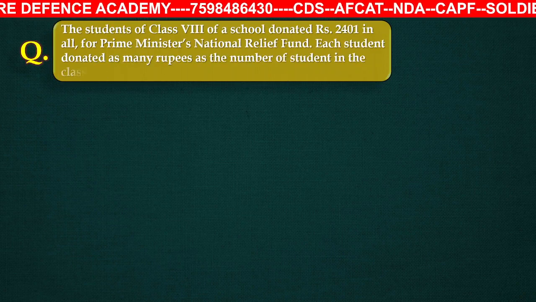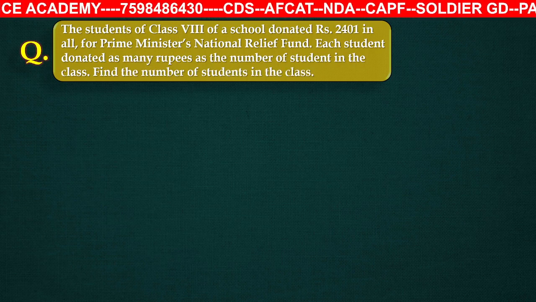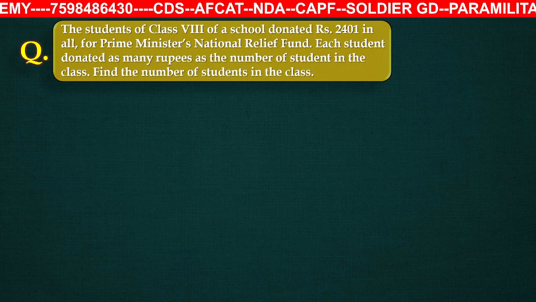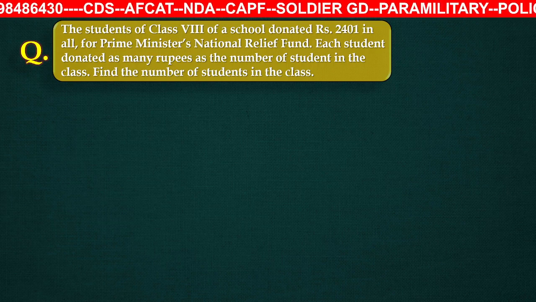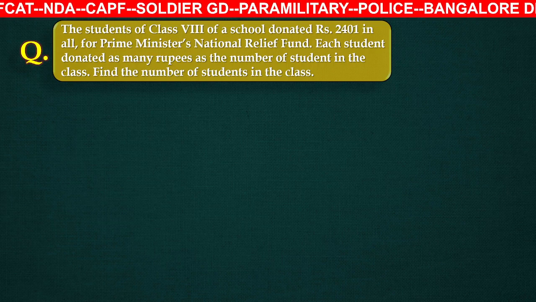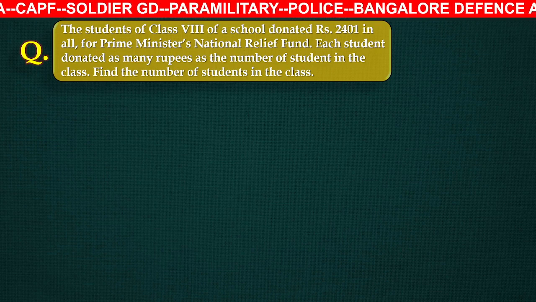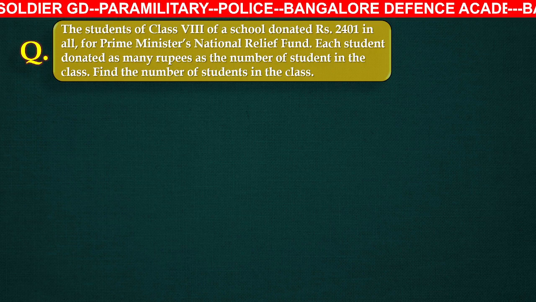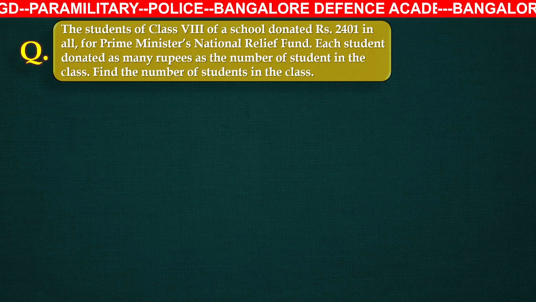We have seen some fundamentals of squares and square roots till the last classes, and now let us try to solve some word problems. So the question here is, the students of class 8 of a school donated rupees 2401 in total for the Prime Minister's National Relief Fund. Each student donated as many rupees as the number of students in the class. Find the number of students in the class.